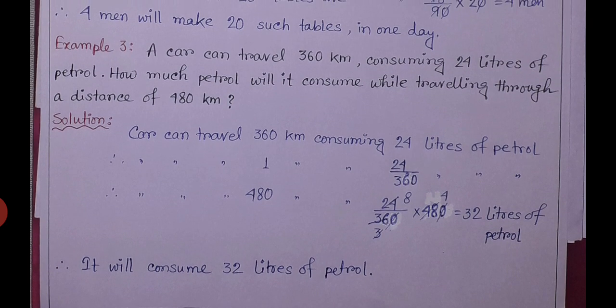So students, using the unitary method, we first have to find the unit quantity and after that the required quantity. Hope this is clear to you. That's all for today.